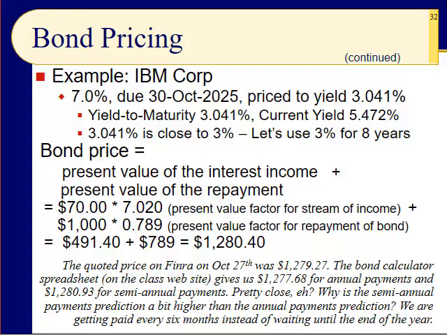Well, the answer is, if our required rate of return, our expected rate of return, is 3%, we don't care. They are equivalent. We could take the $491.40 today, or we could take the $70 for the next 8 years every year, remembering that we're going to get 35 and then 35 and 30. Does that make sense? I hope it does.